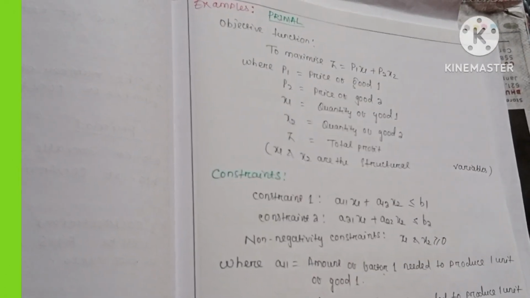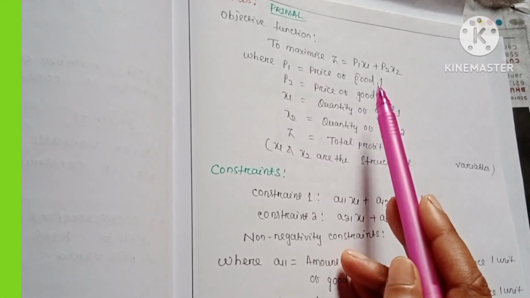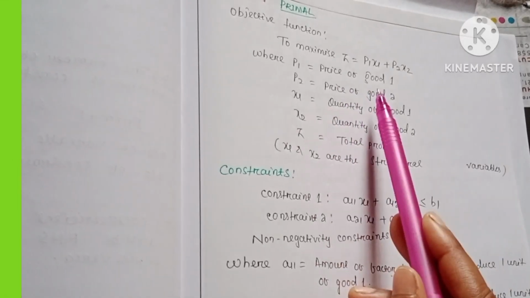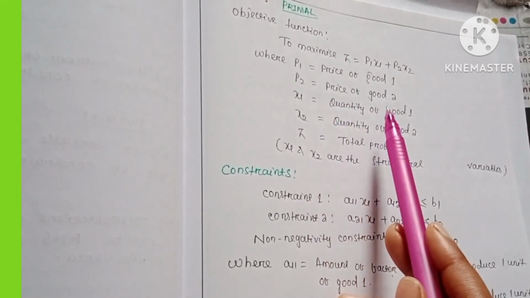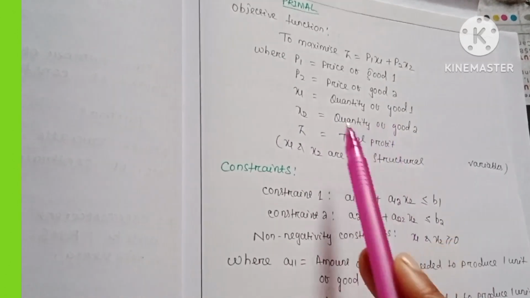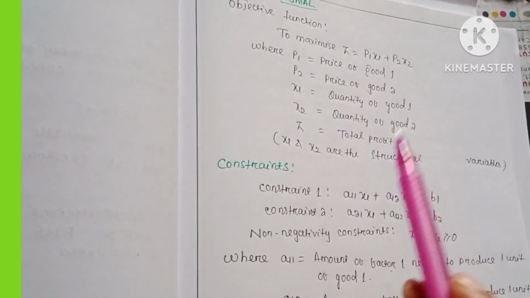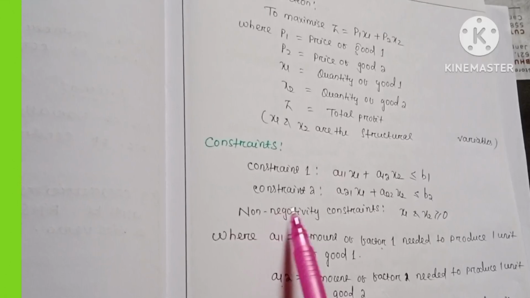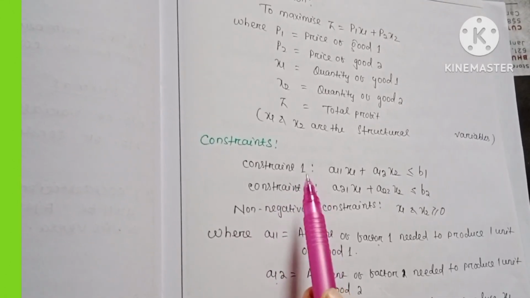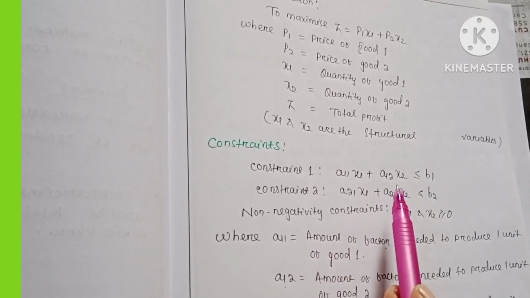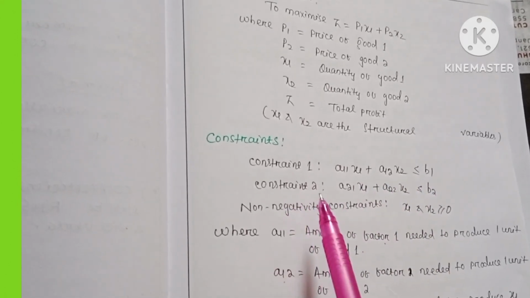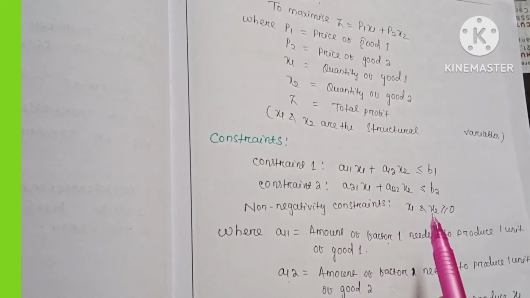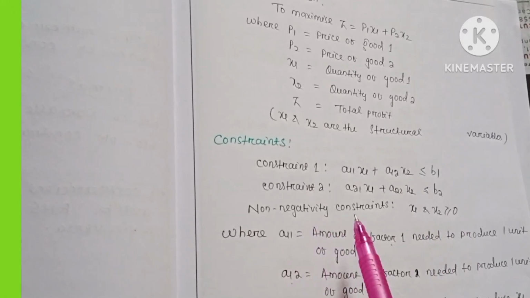Suppose the objective function is to maximize z equal to p1 x1 plus p2 x2, where p1 represents the price of good 1 and p2 represents the price of good 2. x1 represents the quantity of good 1 and x2 represents the quantity of good 2, and z represents the total profit, and x1 and x2 are the structural variables. Okay, let there be two constraints. Constraint 1 is a11 x1 plus a12 x2 is less than or equal to b1, and constraint 2 is a21 x1 plus a22 x2 is less than or equal to b2, and x1 and x2 are greater than or equal to 0. These are the non-negativity constraints.